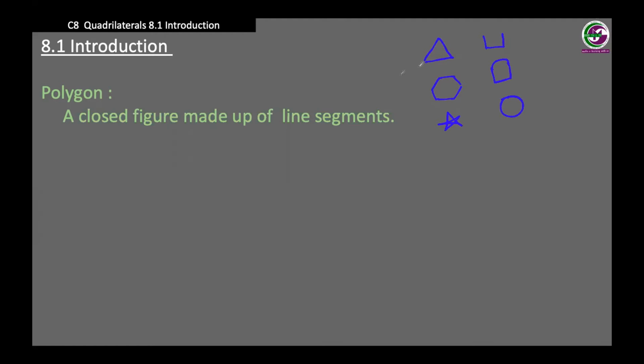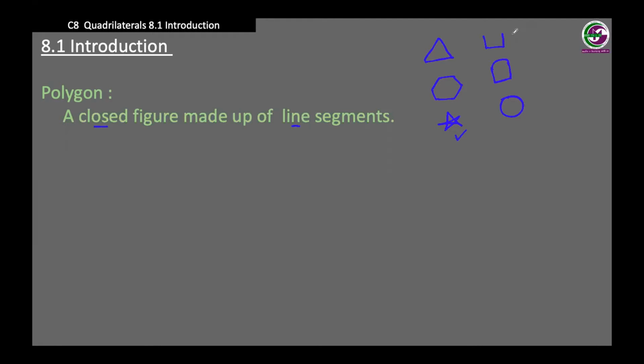This is a polygon because it satisfies both of them. It is closed and all the sides are line segments. Closed and line segments. Again, closed and line segments. So these are all polygons.